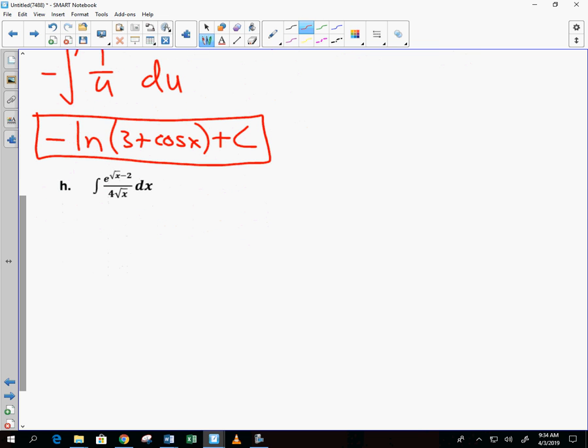Last problem. What do you want u to be? Square root of x minus 2. Very good. What is du? One over 2 roots of x dx.